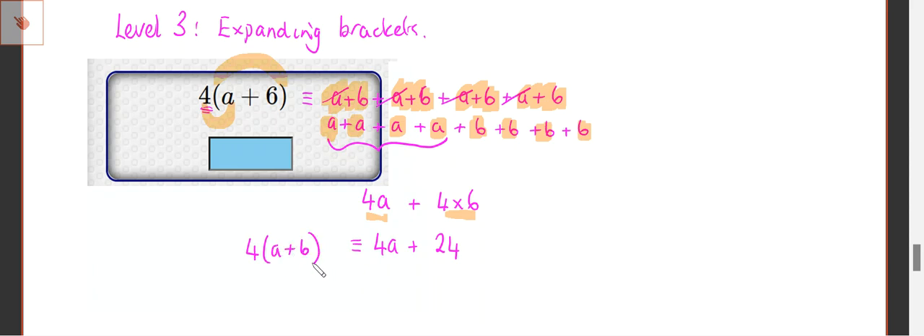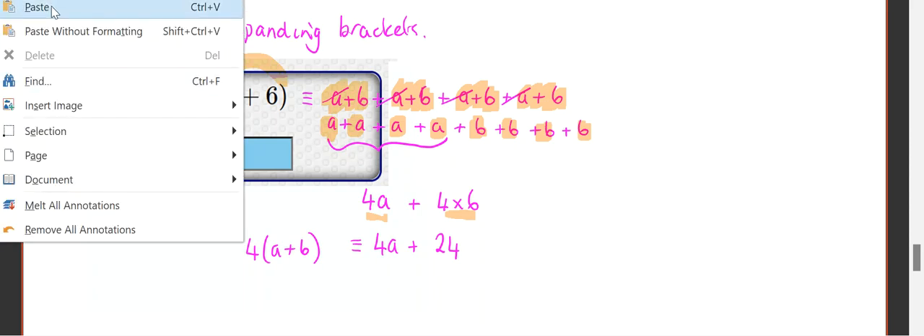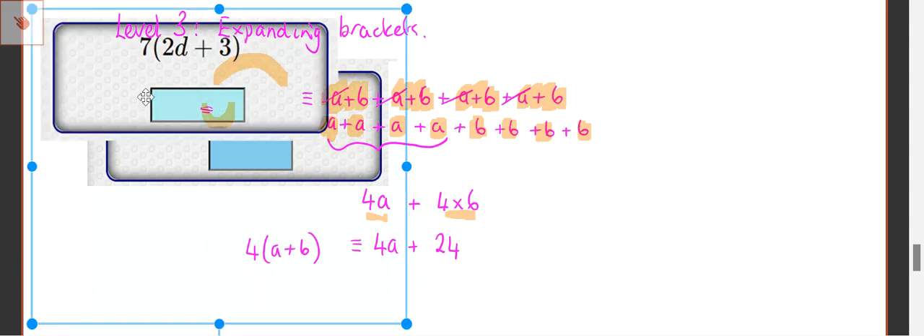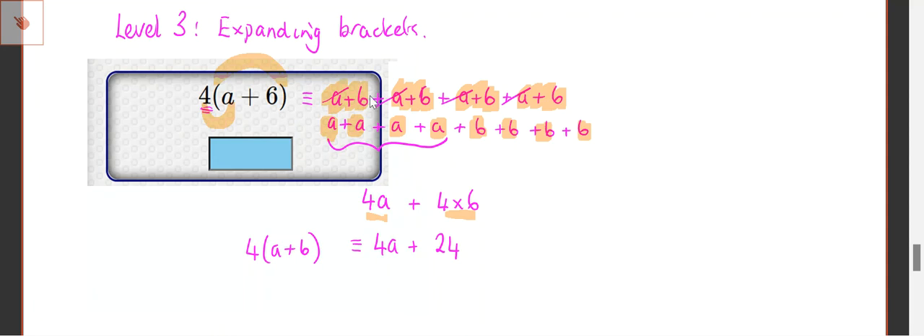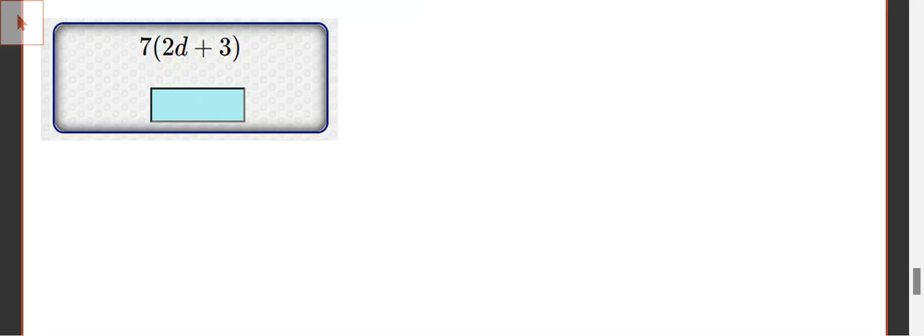Now, can you see a way of doing it without having to write all that out? Yes. You just do 4 times a, 4 times 6. The common mistake is to do 4 times the a and forgetting to do 4 times the 6. Let's have a look at the second. I think you're going to find this whole level relatively simple. Okay. Are you with me?